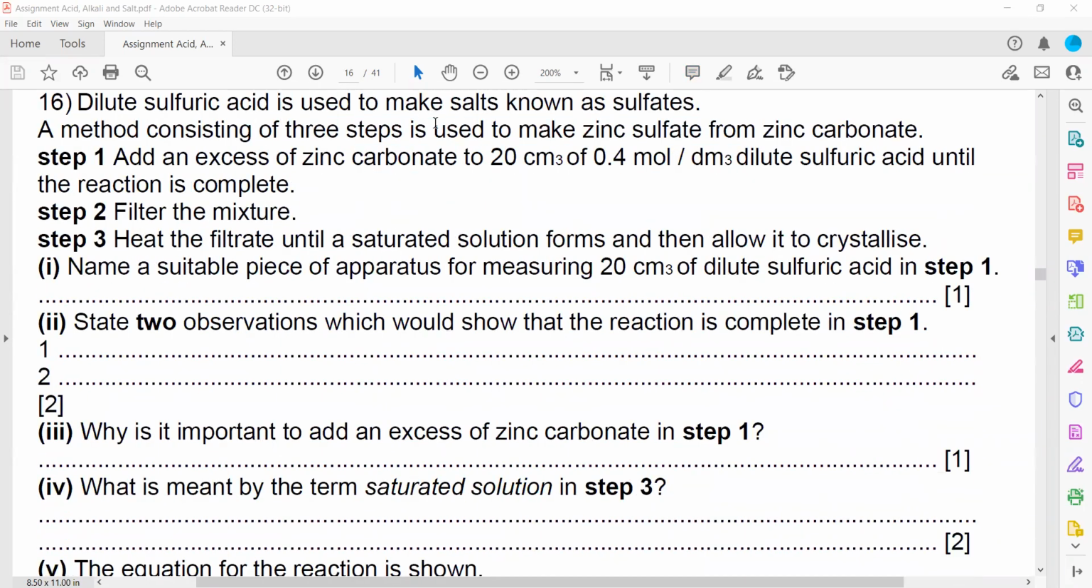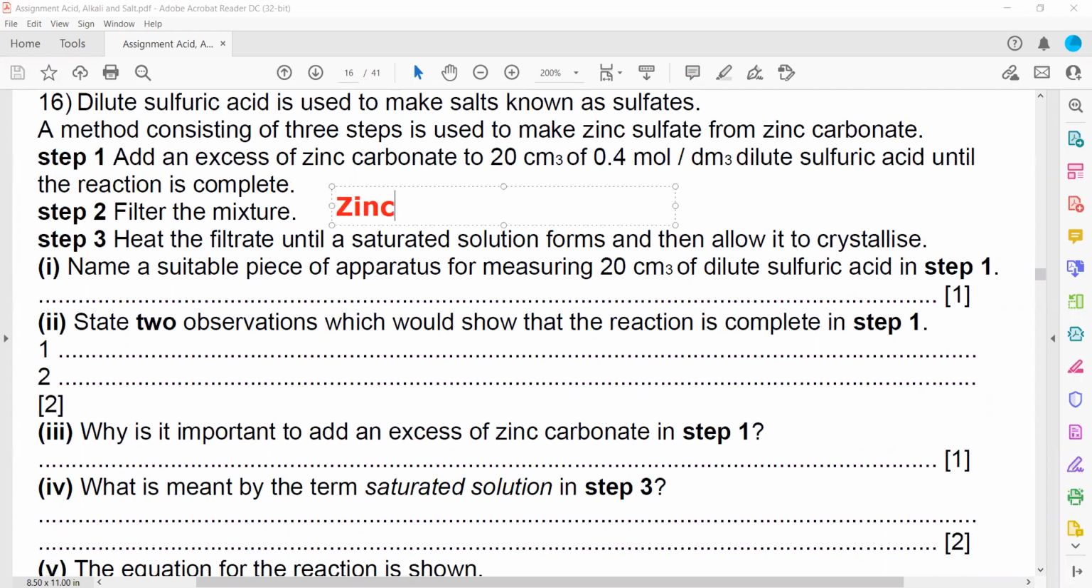Then dilute sulfuric acid is used to make a salt called sulfate, because sulfuric acid gives sulfate salt, nitric acid gives nitrate, and hydrochloric acid gives chloride salt. A method consisting of 3 steps is used to make zinc sulfate from zinc carbonate. So if we have zinc carbonate, what will be the equation?